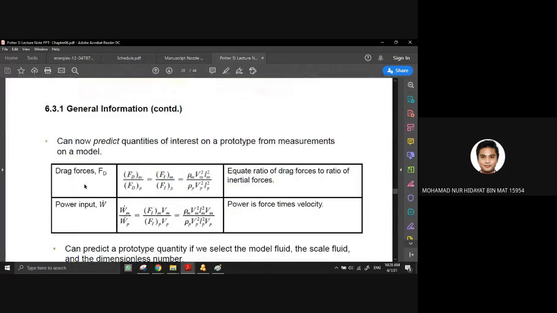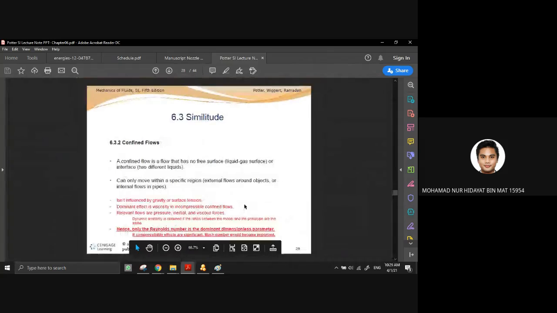Other dimensionless parameters, for example, the drag force divided by drag force is dimensionless. The inertial force divided by inertial force is dimensionless. This is the extension of dimensionless. For example, the power input of the model divided by the power input of the prototype is dimensionless. So in this part, you only learn similitude in three conditions.